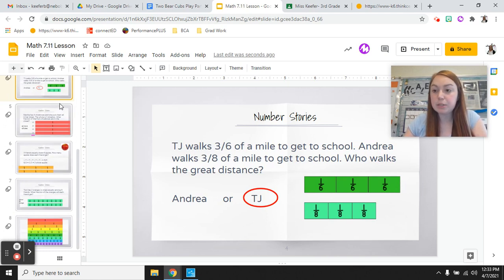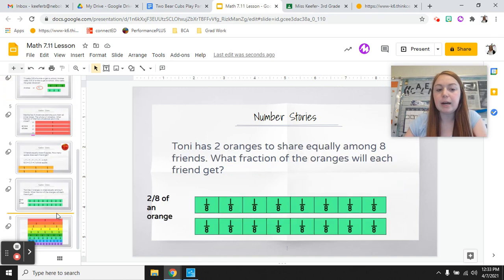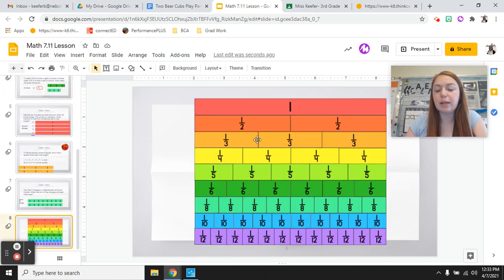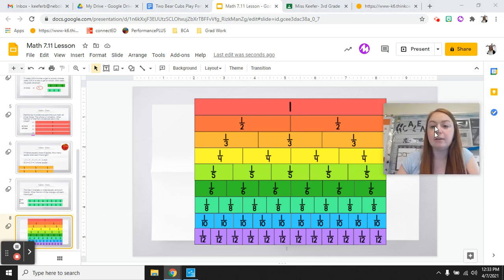And for some of them, we were able to talk about cross multiplying. But here's kind of what the fraction strips look like again. These are just very helpful for you as you do your problems. But sometimes you may need them, other times you may not.